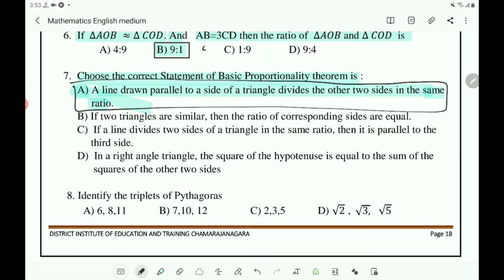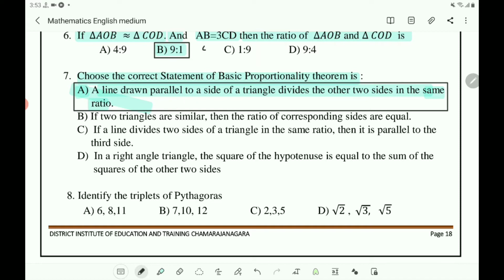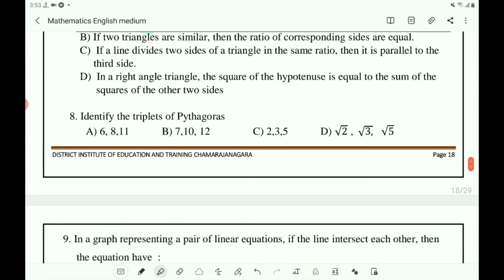Option A is the answer. Then you take question number 8. Identify the triplets of Pythagoras. Children, you must know the Pythagorean triplets. Here, which one is the Pythagorean triplet?